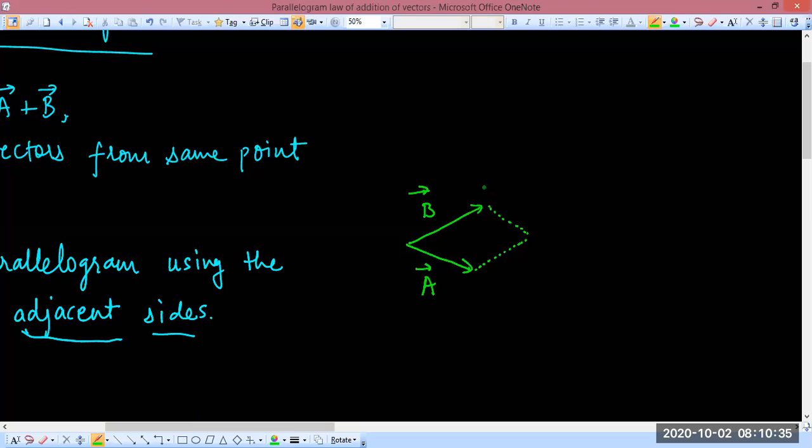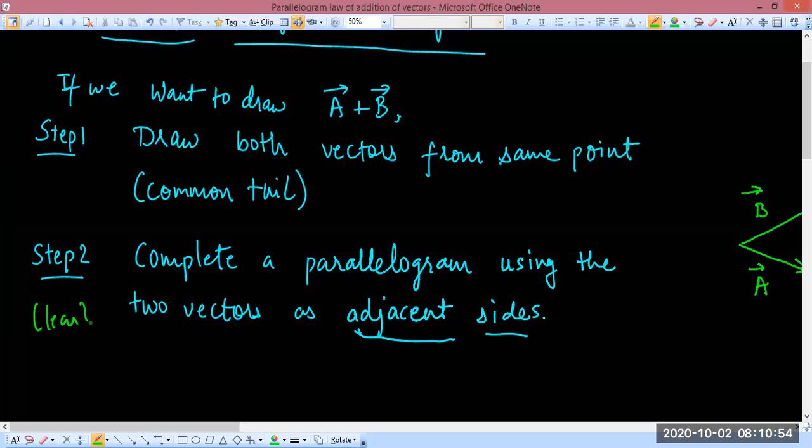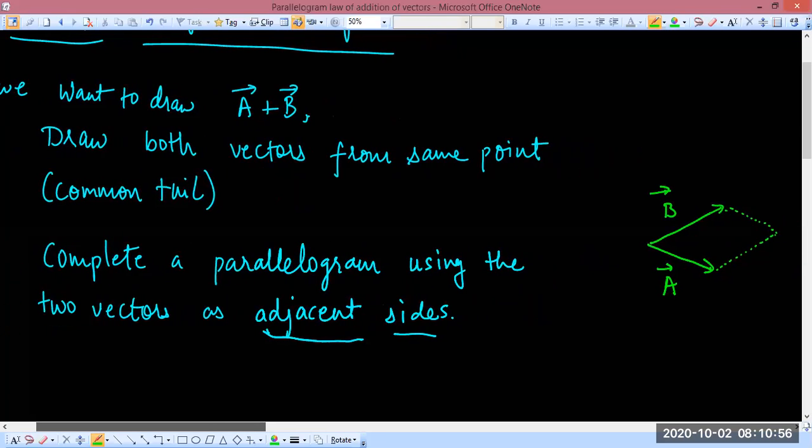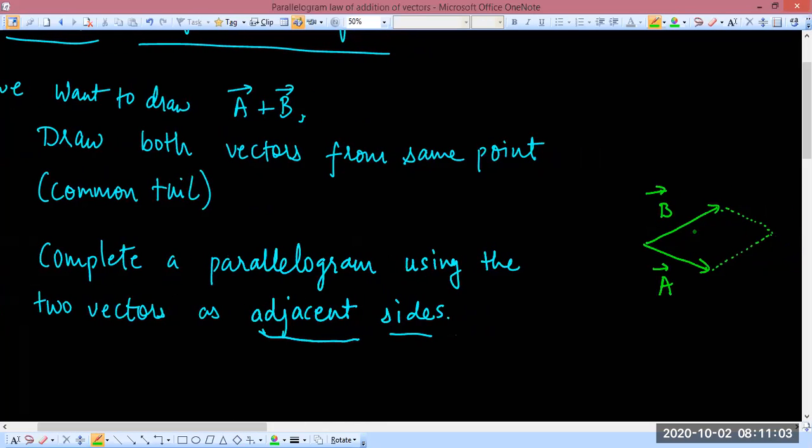Do you understand? I've completed a parallelogram. Of course, if you draw it with a ruler, it would be easier, right? I'm not being able to draw it very nicely, frankly, because my drawing is not so good. Yeah, so like this. Clear? We completed the parallelogram. Okay, step two clear, everyone? Is step two clear? Have a look at what I've drawn. I took these two A vector and B vector and made a parallelogram out of it, right?